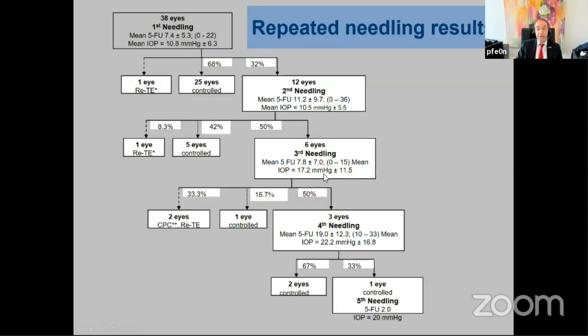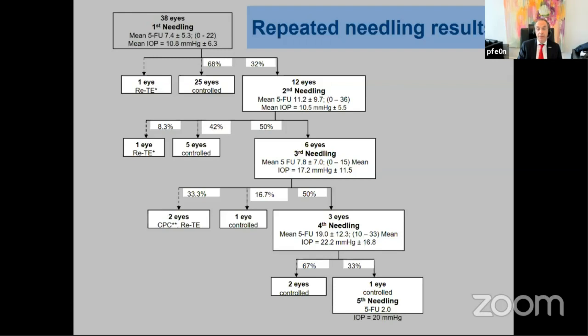And I didn't even give up then, but did repeat needling. And again, about half are okay and half need a fourth needling and so on. And even the fifth needling can be successful. So my suggestion is do not give up, try to have success, try to enforce success, and it will help in the long run.